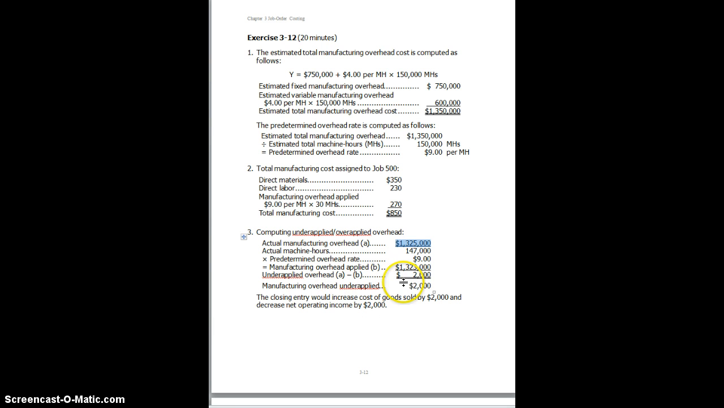When you compare that manufacturing overhead applied of $1,323,000 to the actual manufacturing overhead of $1,325,000, we find out that their manufacturing overhead is underapplied. We only applied $1,323,000 when our actual was $1,325,000. So we've underapplied overhead by $2,000.